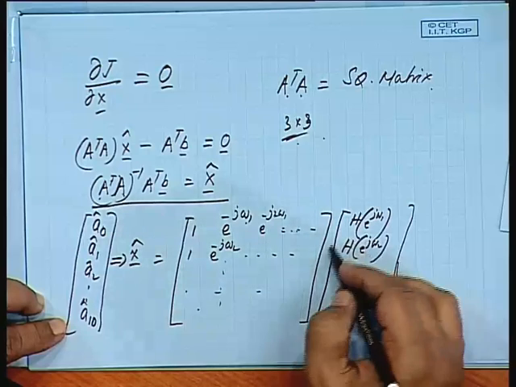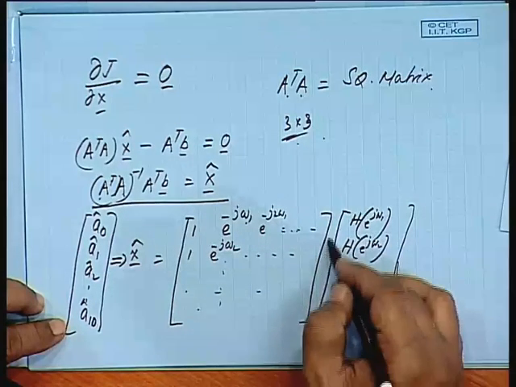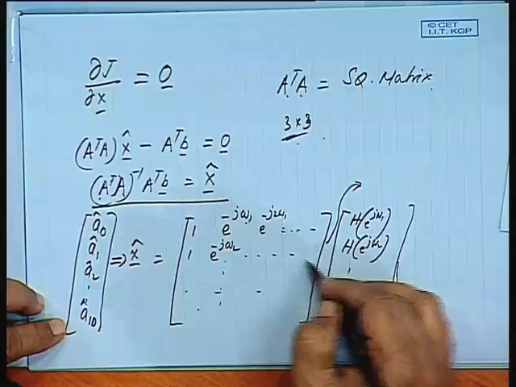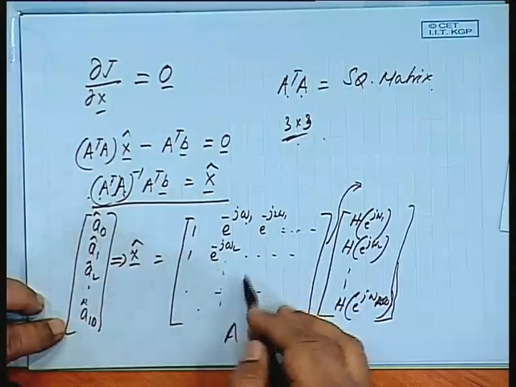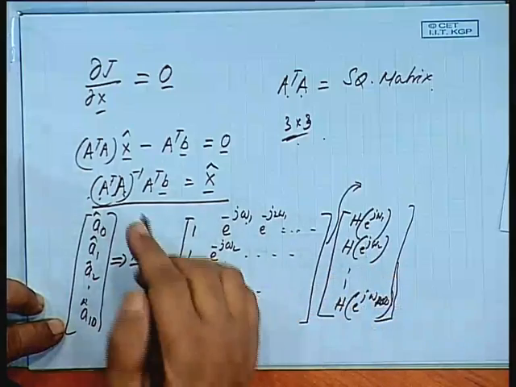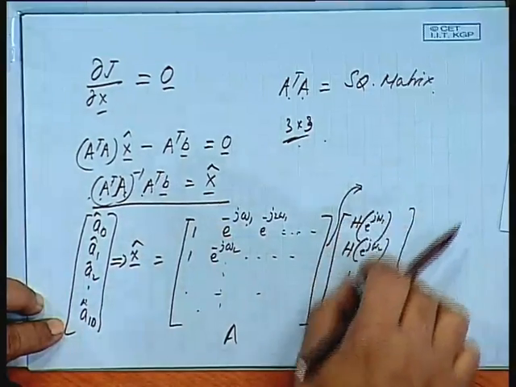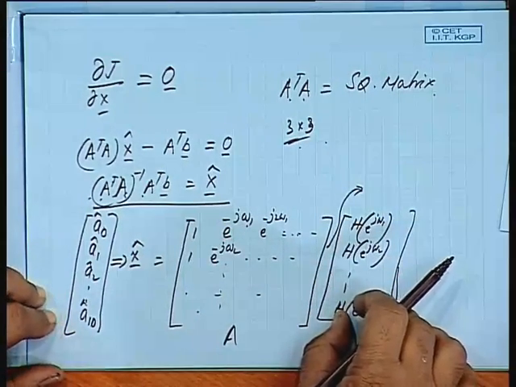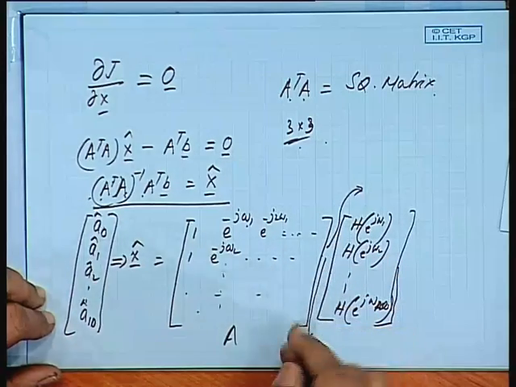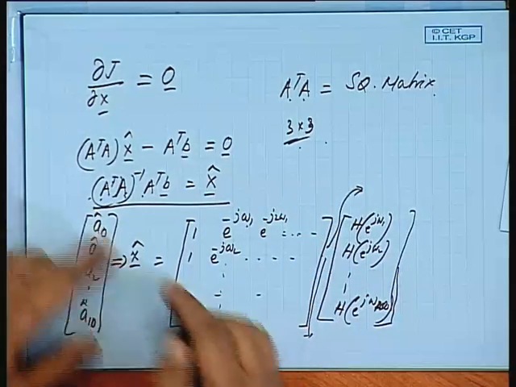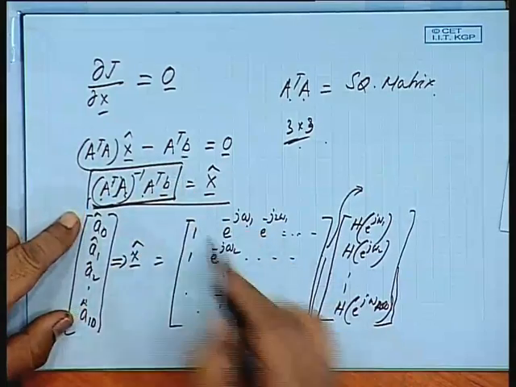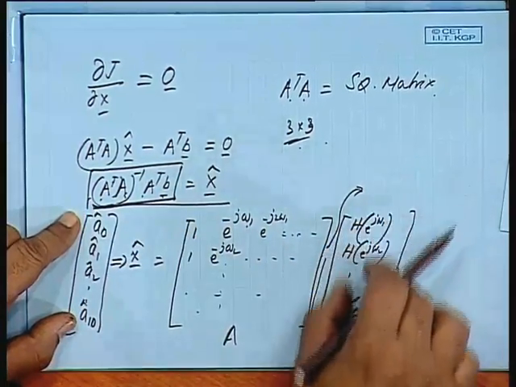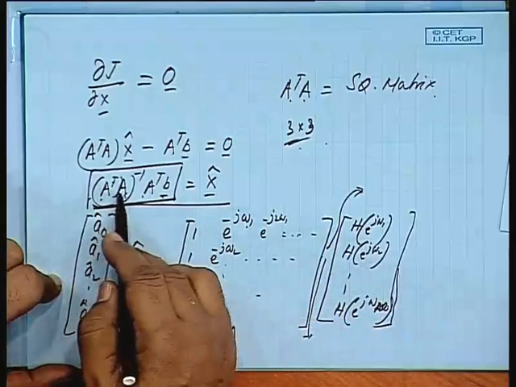X hat is equal to, actually it is not complete, sorry. This is the A matrix, then you have to take the transpose of that, then take the inverse of that, then again multiply by A transpose, then multiply by this. There is something in between. I have written only the A matrix. Basically, you have to write this. It is the B column is this. In between the other two A's are coming.